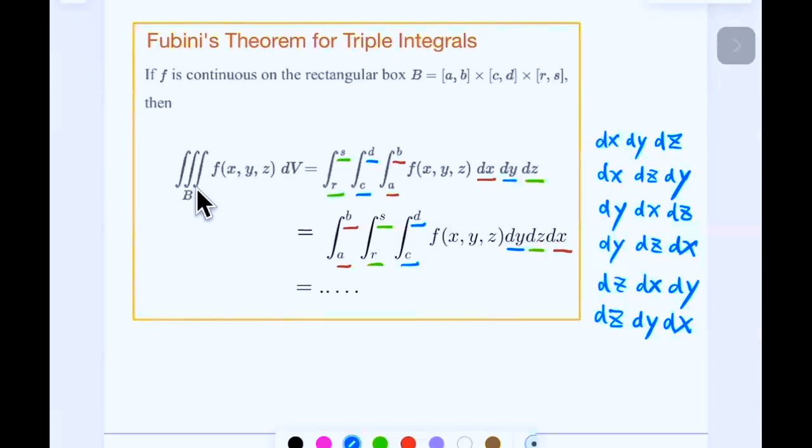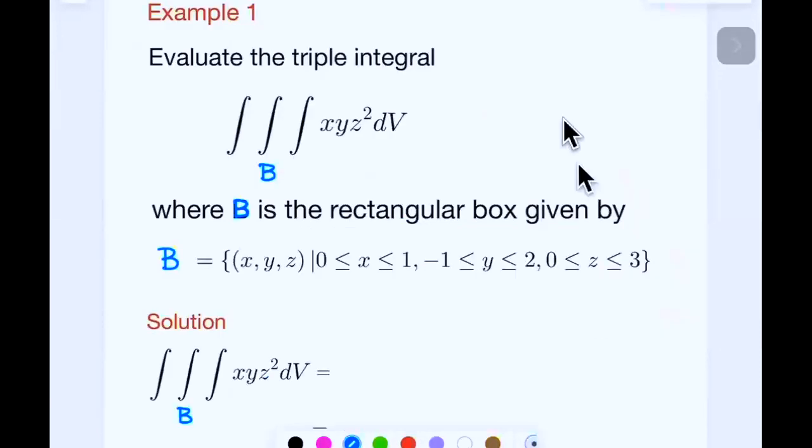So that answers the question I think I had. Sometimes we integrate with respect to x first, sometimes with respect to y first. Which one do you do first? Well, if it's integrating over a box, then it really doesn't matter which one first. You can switch the order as long as the upper and lower limits match. And that's called Fubini's theorem.